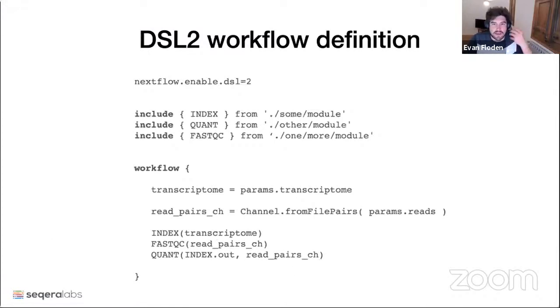Another thing to note here is that with DSL2, we're able to reuse channels several times. So we no longer have this limitation of having to split the channels out. I can use read pairs channel here, and I can use read pairs channel here without having to split it. The other thing to note is the use of this dot out. With this dot out, I'm able to access the output channel of index without having to necessarily define it as a variable. And this can have some advantages for just making it simple to see.